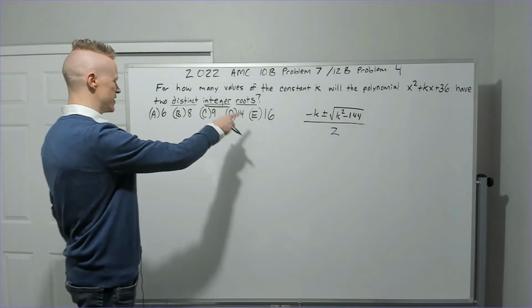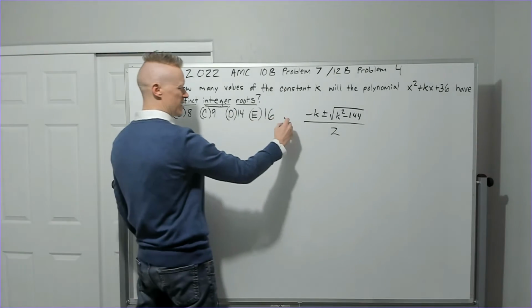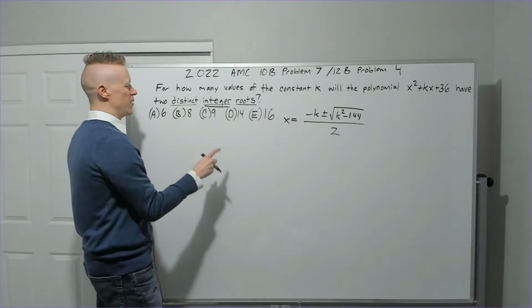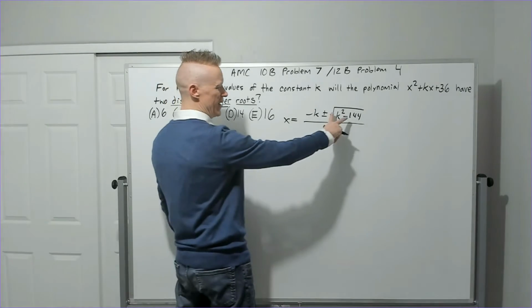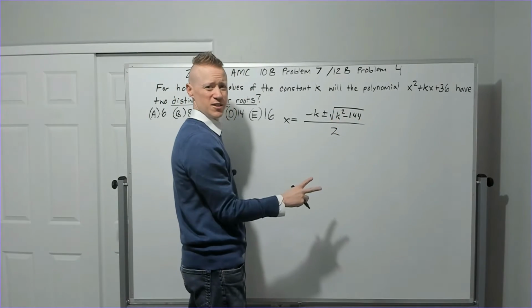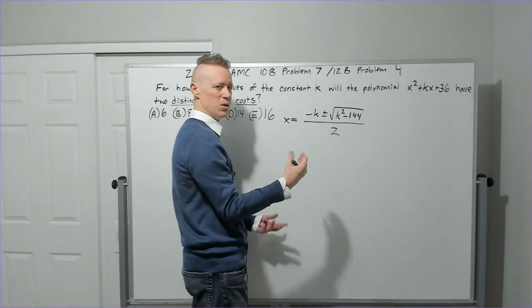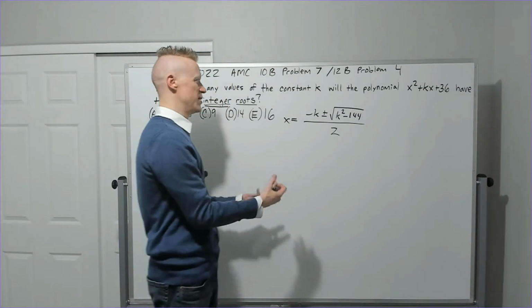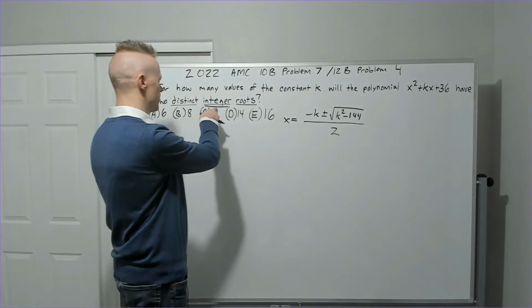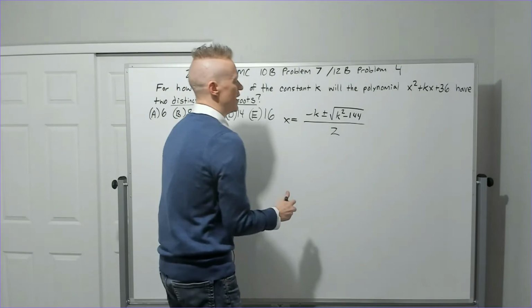Okay, so now what? That's your set of roots. These are the roots, right? X would equal this. And we want there to be 2 distinct integer roots. So let's think about that. This is going to have to be a perfect square. If it's not, you won't be able to square root it to a rational number, and irrational numbers are not going to work out to produce integer roots for x.